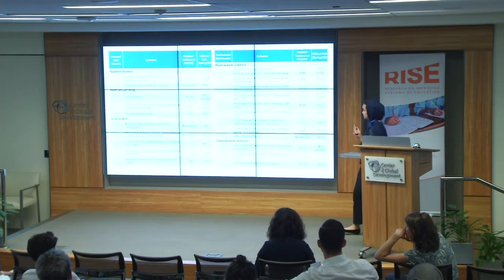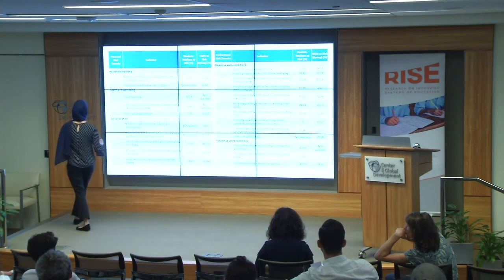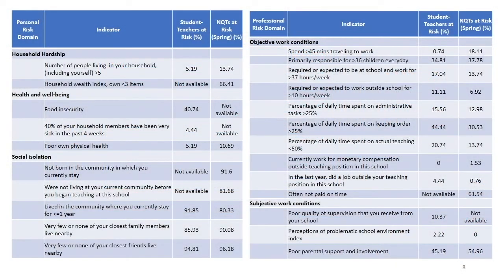So this first table here is showing the domains that we looked at to come up with the personal cumulative risk index. So we have household hardship, health and well-being, social isolation. So the number of people living in your household is greater than 5, if you're experiencing food insecurity issues, if you don't have any family or friends in the community where you're deployed and where you're teaching.